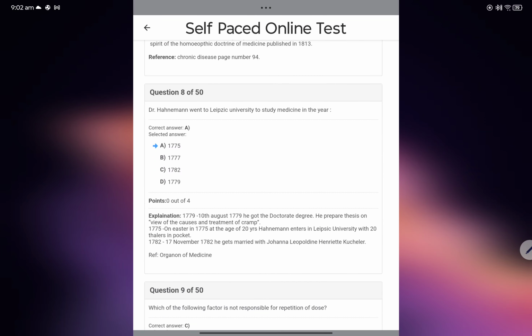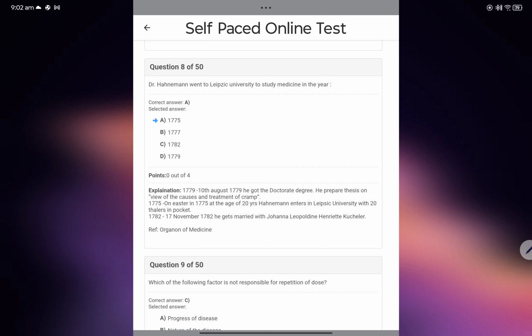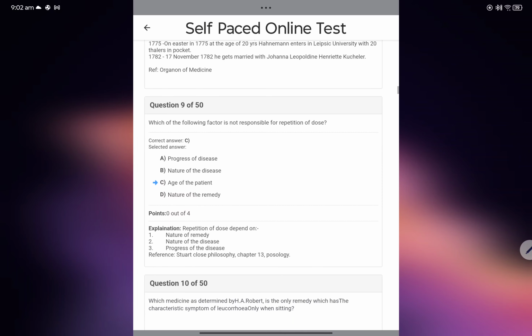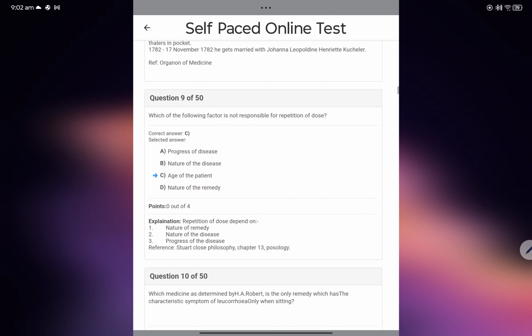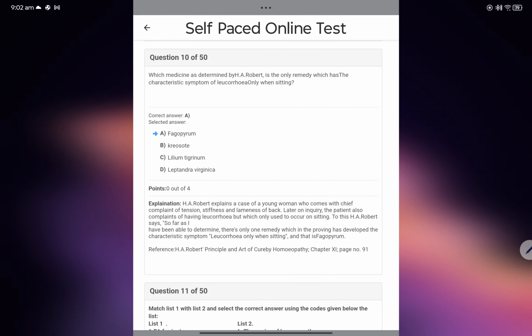Next question, Dr. Hahnemann went to Leipzig University to study medicine in the year. The answer is 1775. Leipzig University. Next question is, which of the following factor is responsible for repetition of dose? The answer is nature of the remedy, progress of the disease, and nature of the disease. So I will read once again. Repetition of dose depends on number 1, nature of remedy, number 2, nature of the disease, and number 3, progress of the disease.